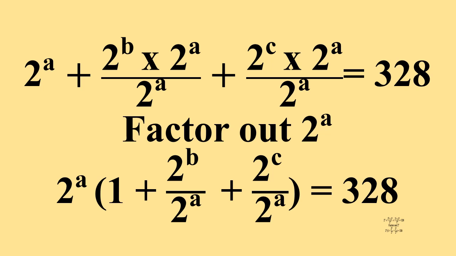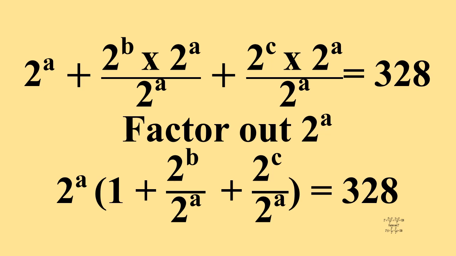So the first thing we do is to multiply, give all of them 2^a, so that they have 2^a in common. Now for 2^b to have 2^a and still remain 2^b, it means we multiply 2^b by 2^a, then divide by 2^a, so that 2^a will cancel 2^a and still remains 2^b.